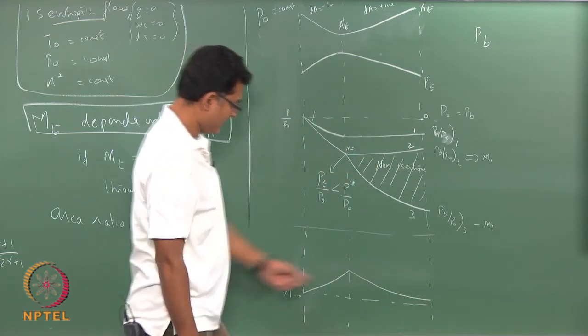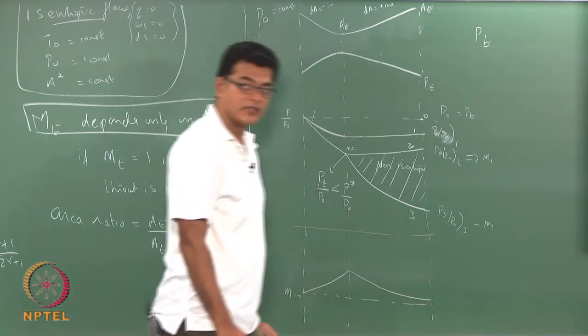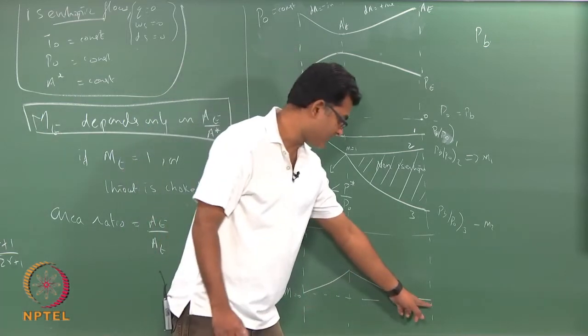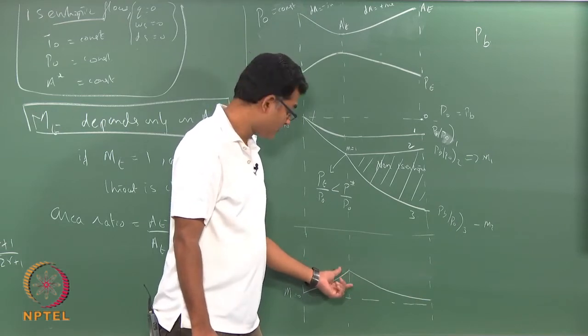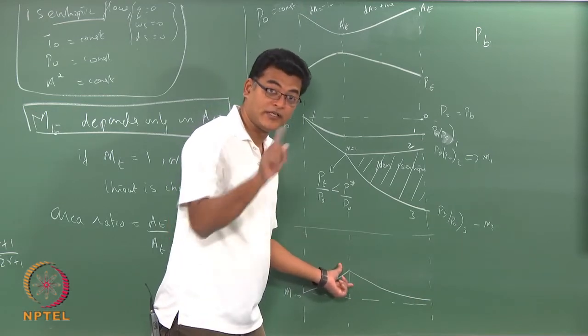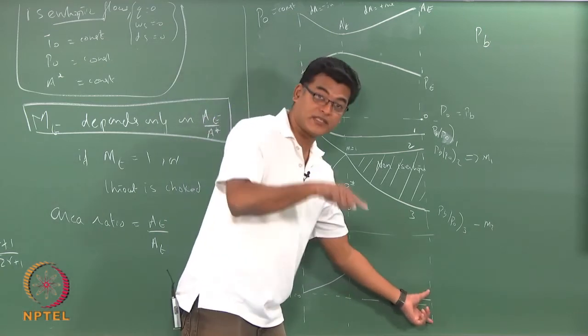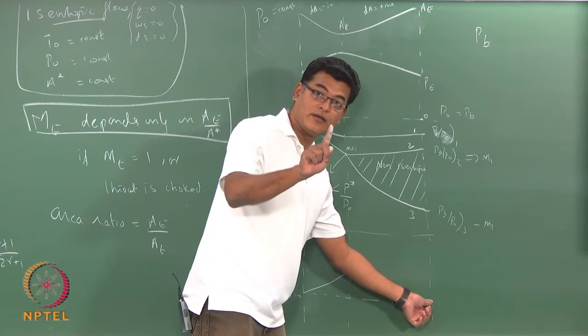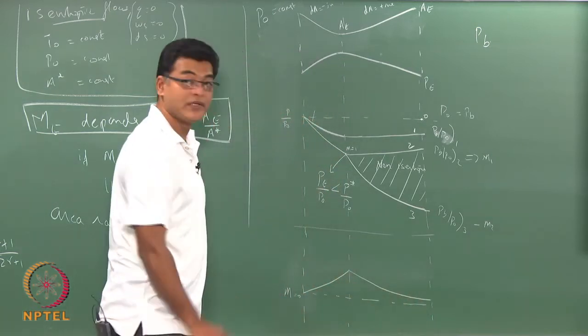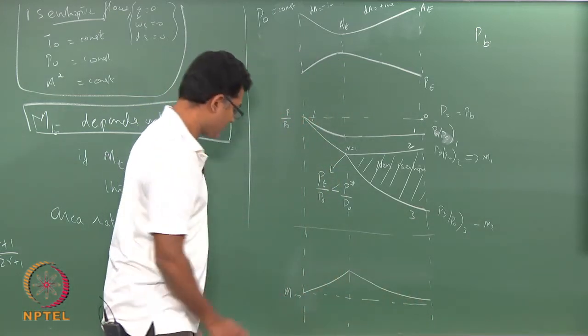Okay. And depending on your pressure ratio you would have your exit Mach number, because the flow is now not choked. So, your area ratio will not decide your exit Mach number, only your pressure ratio will decide your Mach number. So, this Mach number is decided by your pressure ratio Pb by P0.